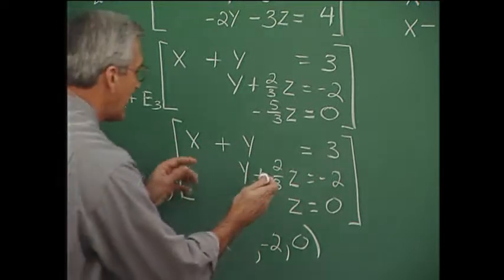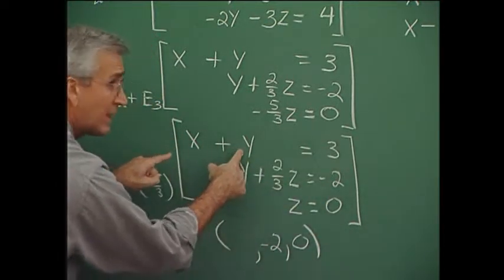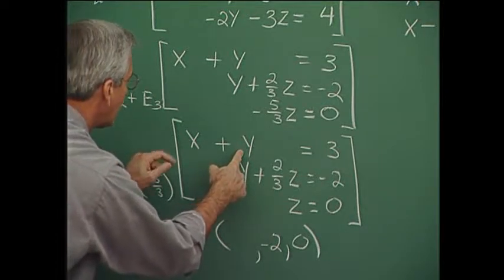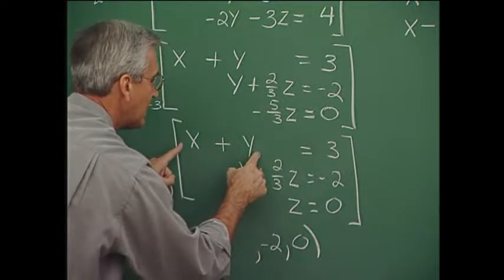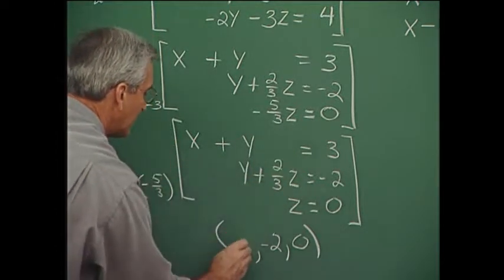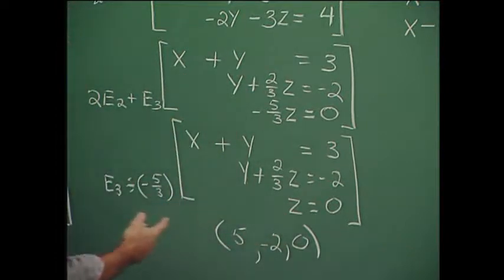And now let's find x. Well, if y is negative 2, then in equation 1, we replace y with negative 2. So we have, let's see, x minus 2 equals 3. Add 2 on both sides, and we find x to be 5. So the ordered triplet 5, negative 2, 0 solves the system of equations.